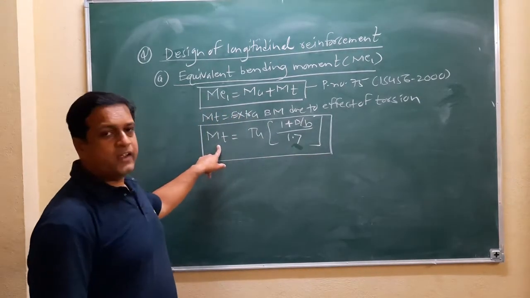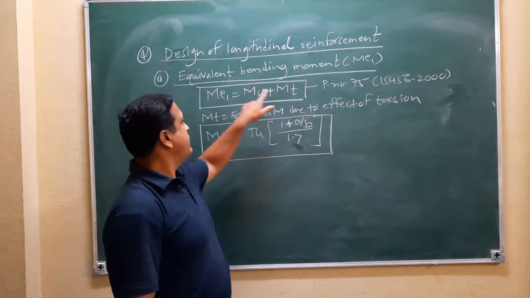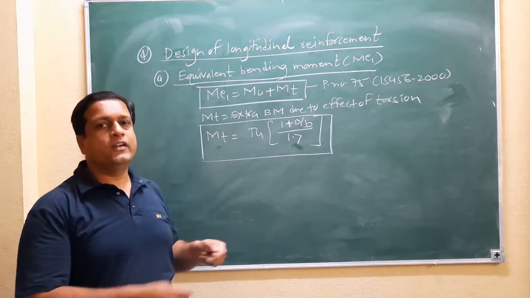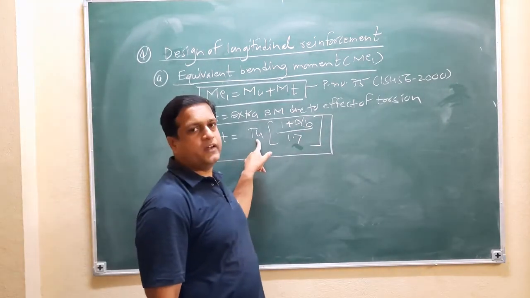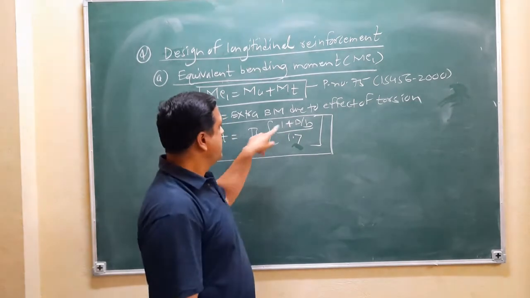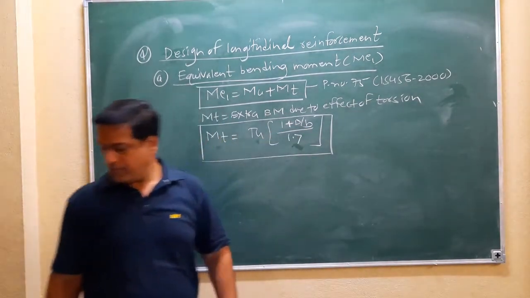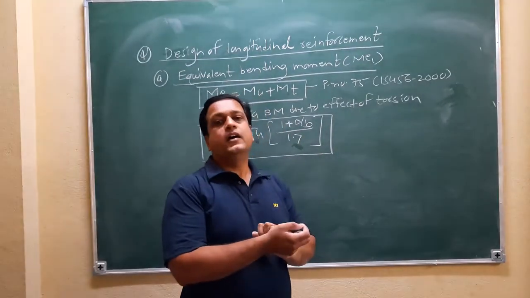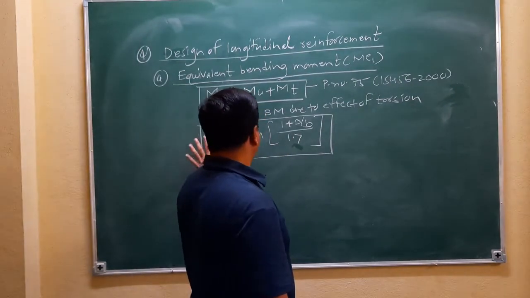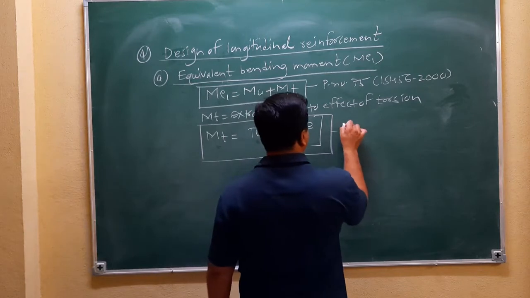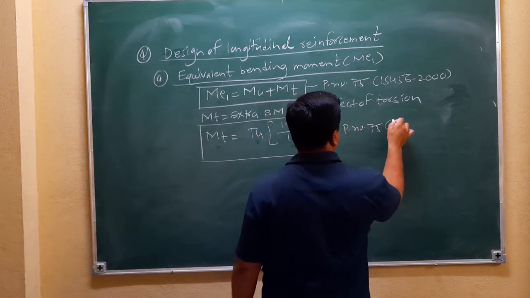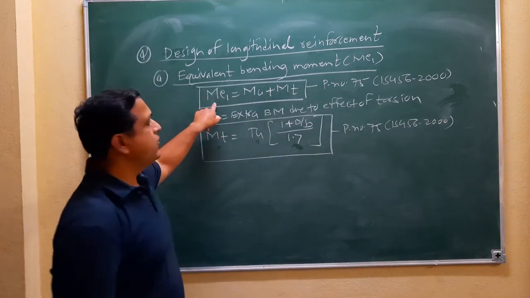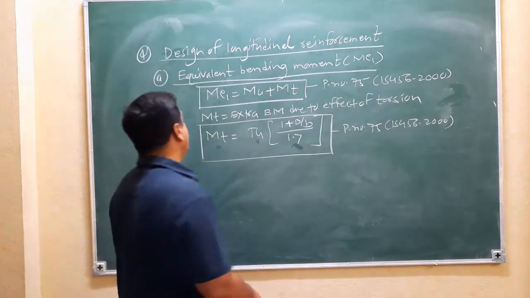First find out the MT. Okay. Put this value here and find out the ME1. So this is the calculation of how to find out the equivalent bending moment. Now TU is the ultimate torsional moment. It is given in question. D upon B is the dimension ratio of the beam, and you have to find out the MT. This formula is available on page number 75, IS 456 2000 version, and find out the value of ME1 and calculate the steel.